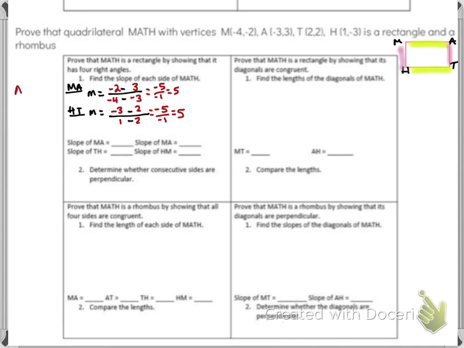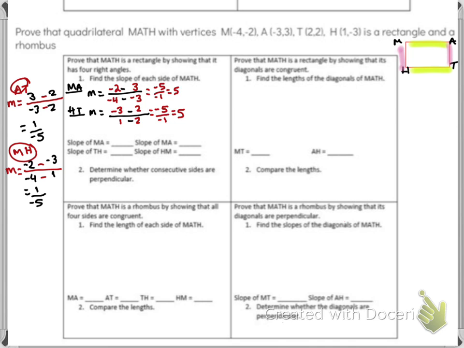All right, let's do the work for the rest of them. So AT and MH. So AT, we have -3, 3, so -3 at the bottom, 3 at the top. T is 2, 2, so 2 at the bottom, 2 at the top. Go ahead and just simplify that. That gives me 1 over -5. All right, let's do the same thing for MH. So M is -4, -2, so -4 at the bottom, -2 at the top. H is 1, -3. Go ahead and simplify that, and that's going to give us 1 over -5 or -1 over 5, okay?